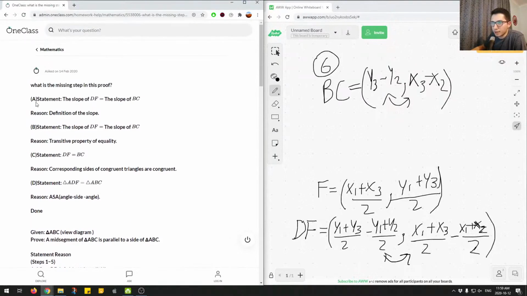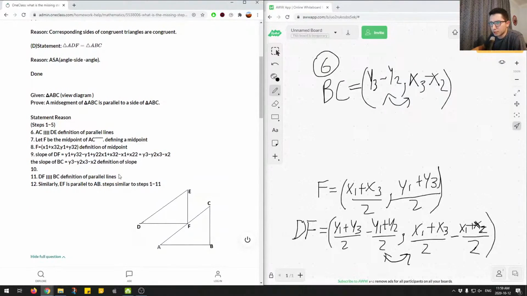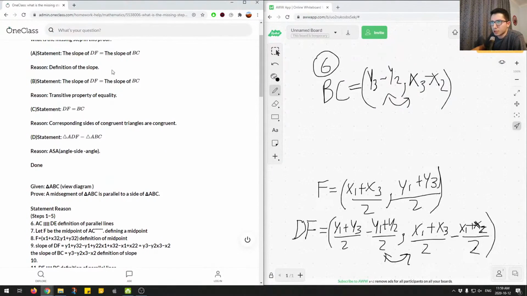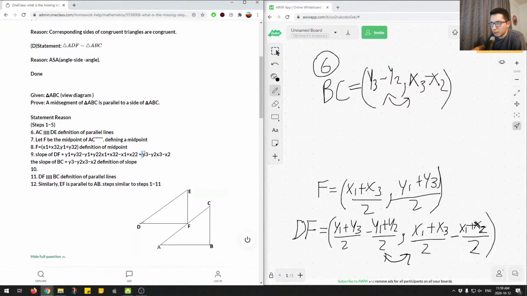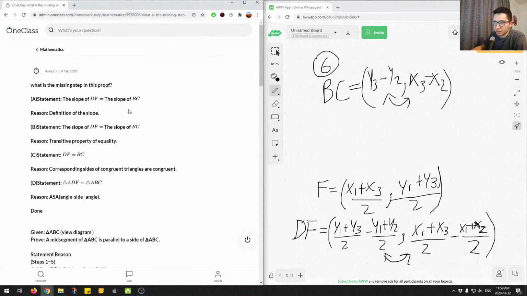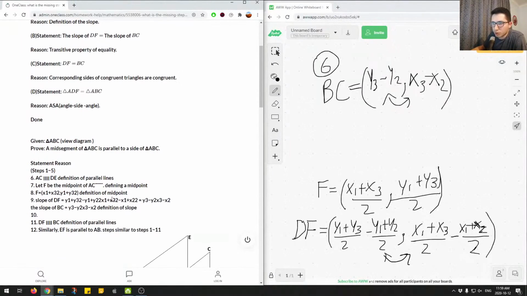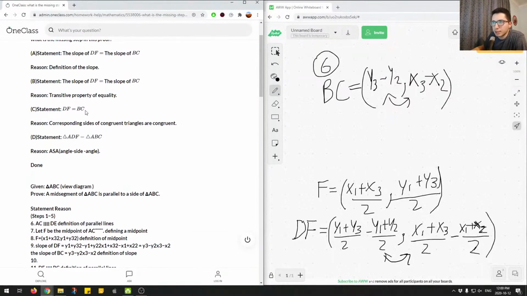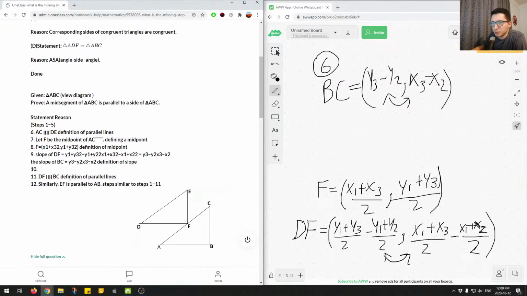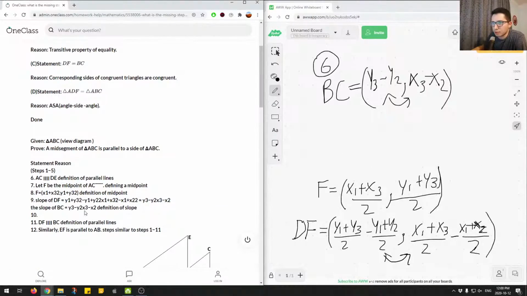Looking at the answers, A, the slope of DF is equal to the slope of BC, is what they're saying over here because they're parallel. So is it the definition of slope? It's not really what they did over here. B, the transitive property of equality. Yes, they use the transitive property of equality. They equalize this and this based on this calculation to get that the slope of DF is equal to BC. So B is correct according to this proof, even though the proof is a little bit off. Let's look at statement C, DF is equal to BC. This doesn't make sense according to this solution.